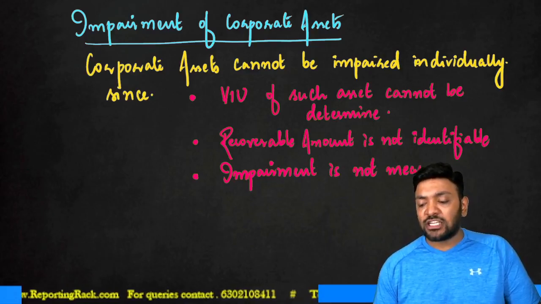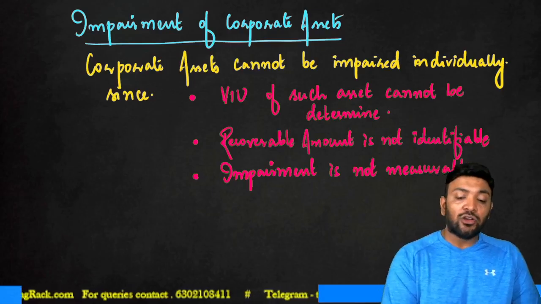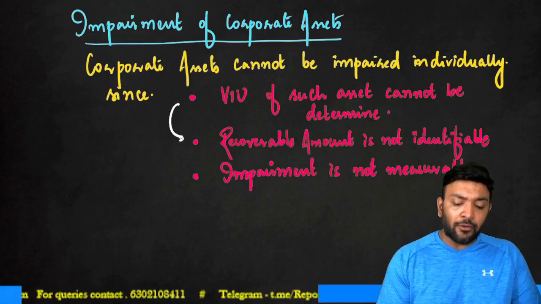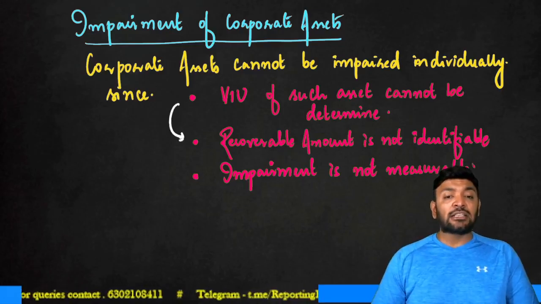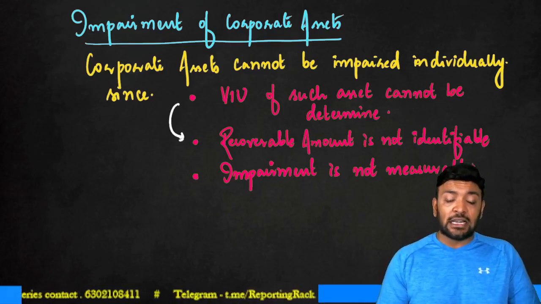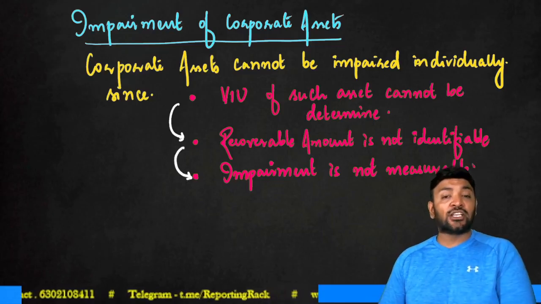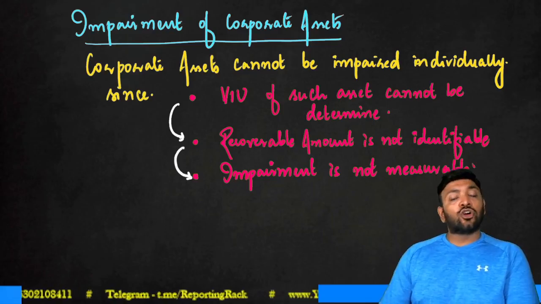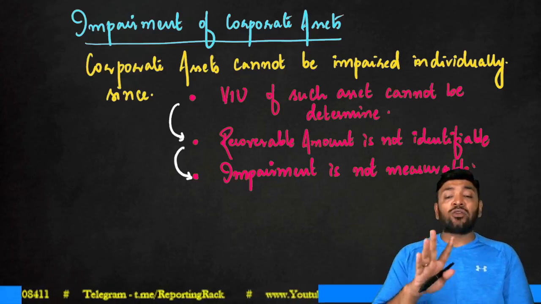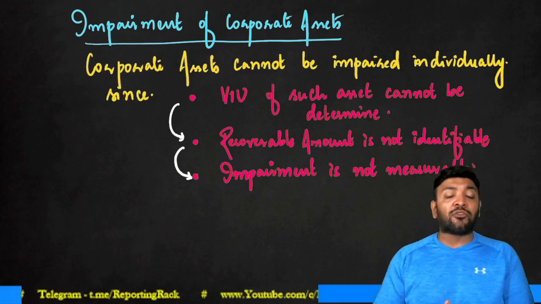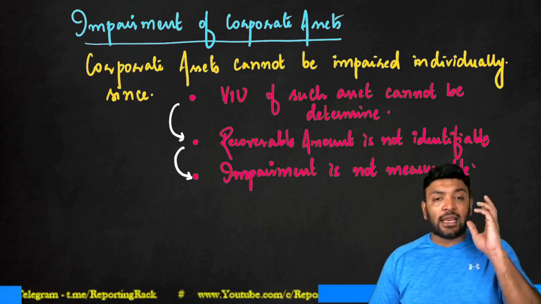You can only measure impairment if you can determine the value of recoverable amount. So I'm saying value in use of such asset cannot be determined because, as a consequence, recoverable amount is not identifiable. If it is not identifiable, it is not possible for me to measure impairment. So consequentially, I can come across the same derivation saying that you cannot measure impairment of corporate assets individually.